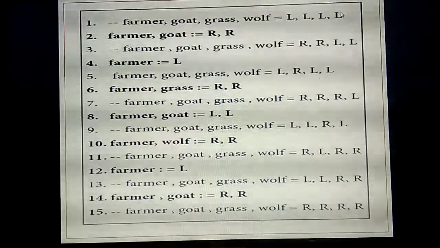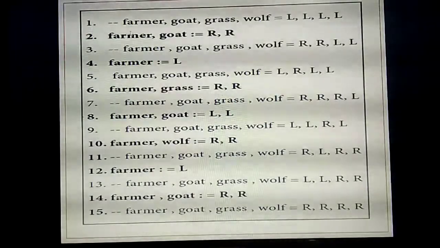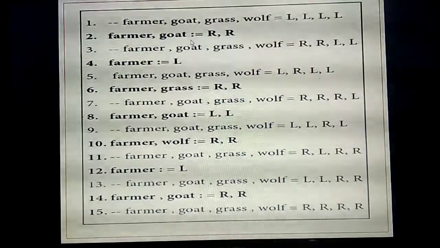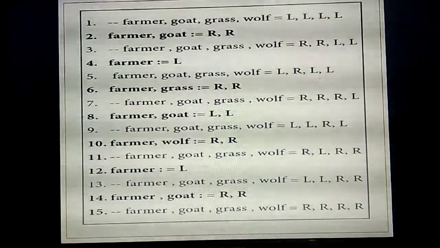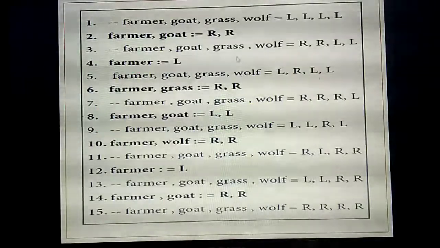So initially 4 of them are standing at the left side. Okay. Next. That's the first condition. Understand. 4 of them are standing on the left side. Second condition. Farmer is carrying a goat along with him. So farmer and goat at the right side. Remaining on the left side. Now farmer alone again coming to the left side.